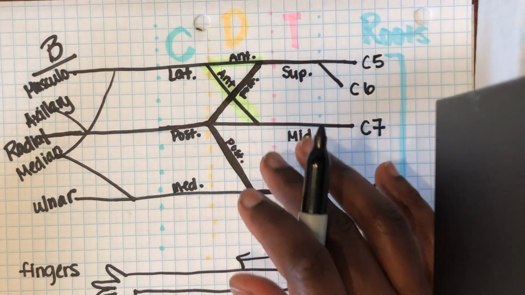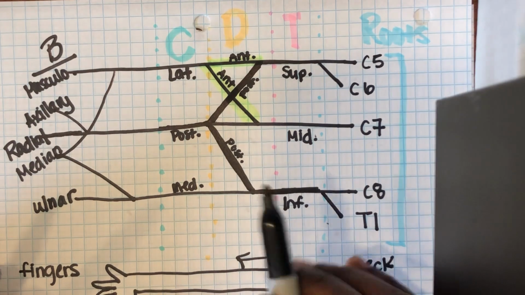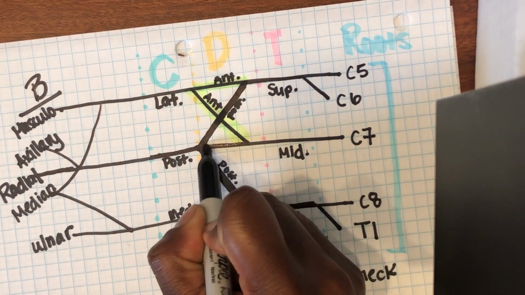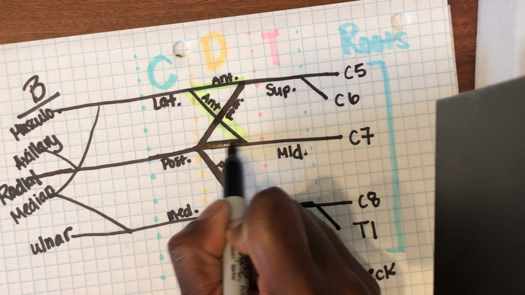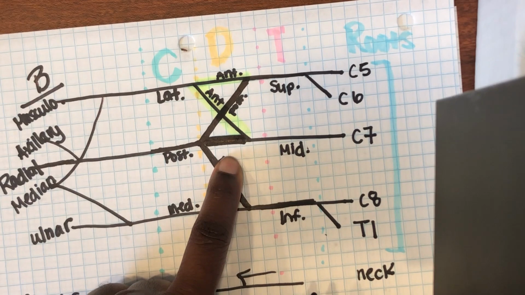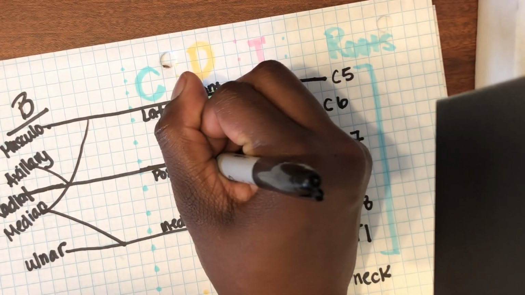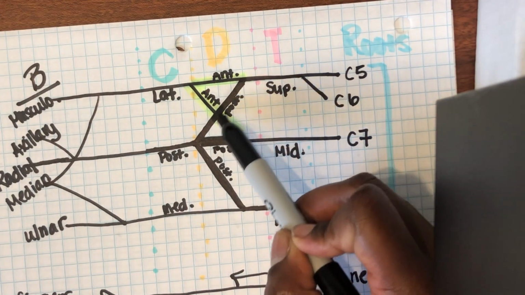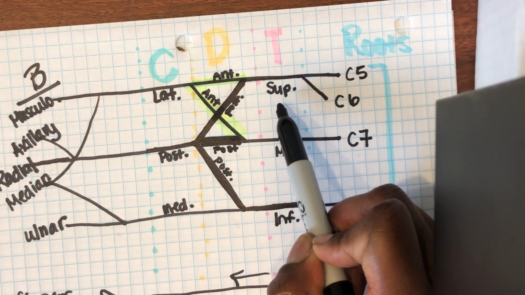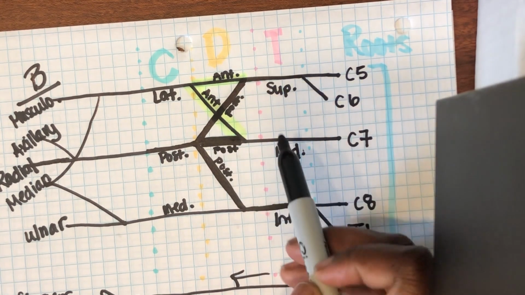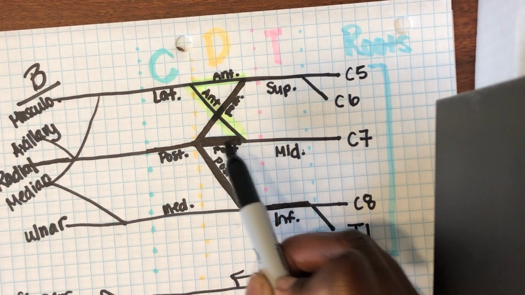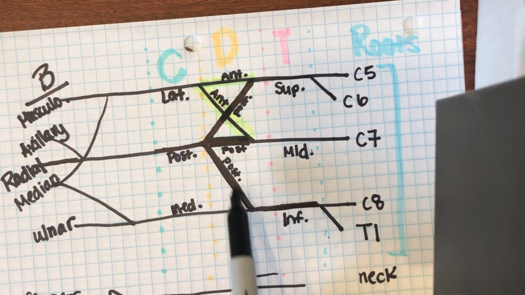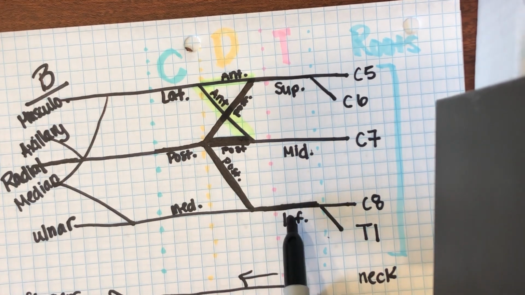So the names of the divisions are always going to be anterior or posterior. So this thick black segment here is a posterior division. All right, P-O-S-T. So we have a posterior division coming from our superior trunk. We have a posterior division coming from our middle trunk. And we have a posterior division coming from our inferior trunk.